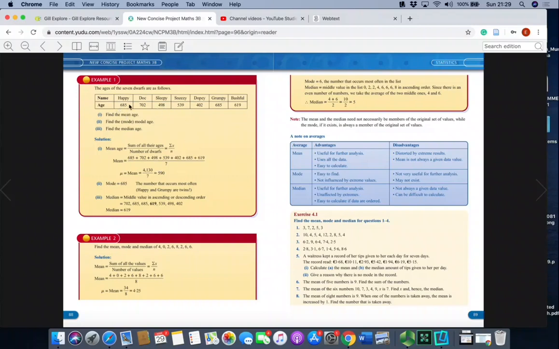The median then is the value in the middle. So to do this you have to write these in numerical order. You can see 402 is the smallest, so you can go down or up. I tend to go up, so I'm going to read here from right to left. 402, then Sleepy is 498, Sneezy is 539, Bashful is 619. We then have Grumpy and Happy both at 685, and notice that you write it down twice, it occurs twice, and Doc is 702. And then look for the value in the middle, so 1, 2, 3 down, and then from this side 1, 2, 3. So because there's 7, there's a single value in the middle, so the median is 619.